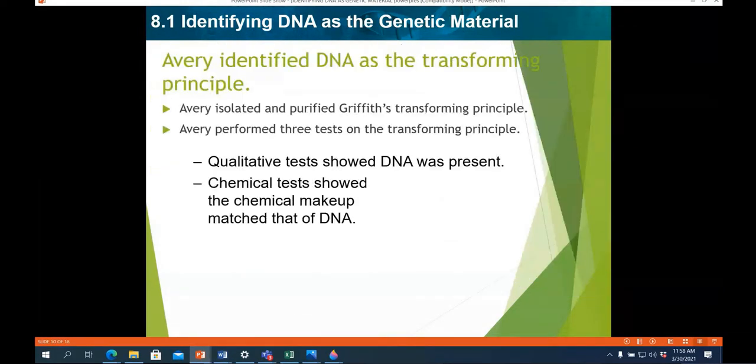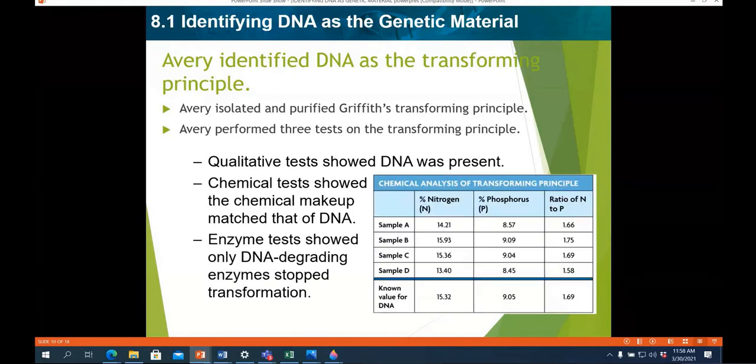Thank you, Jenna. Could you please continue with the slide as well? Avery isolated and purified Griffith's transformation principle. Avery performed 3 tests on the transforming principle. Qualitative tests showed DNA was present. Chemical tests showed the chemical makeup matched that of DNA. Enzyme tests showed only DNA degrading enzyme stopped transformation.